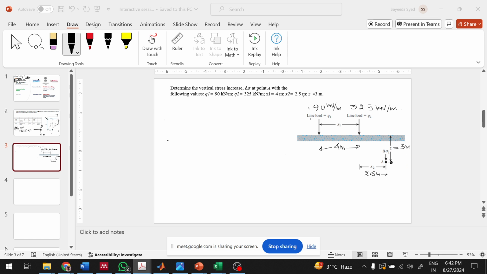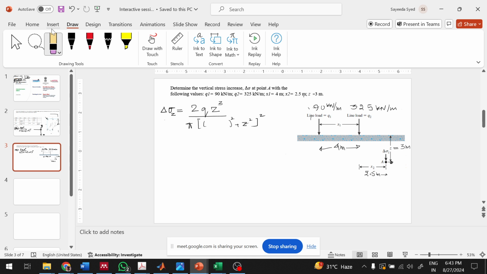Okay, so this is a simple concept again. You have a line load formula, which is delta sigma z equals 2 times q z cubed over pi times (x squared plus z squared) the whole squared. Let me write x here for being general.